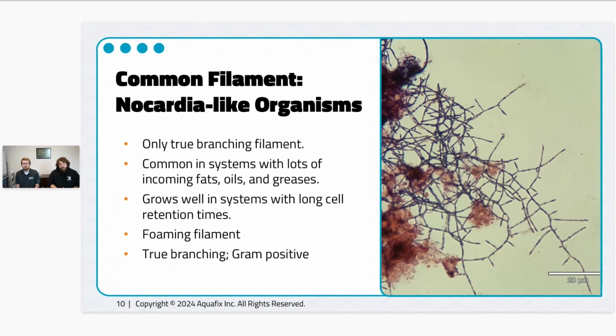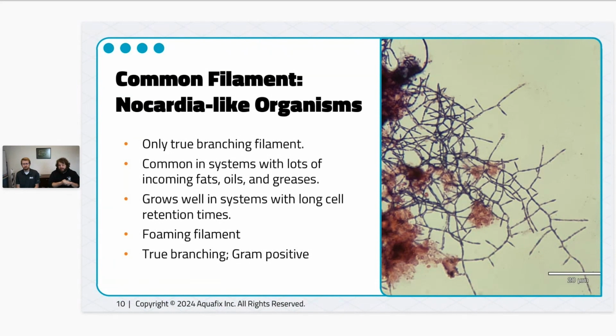Another very common organism that's fairly easy to identify under the microscope is Nocardia-like organisms, NALO. This is the only true branching filament. I say true branching because S-natans and type 1701 will sometimes appear as though they're branching, but if you zoom in really close to the spot at which they branch, you'll recognize that they're actually two different filaments. But NALO is very common in systems with high incoming fats, oils, and greases. They cause foaming within the system.